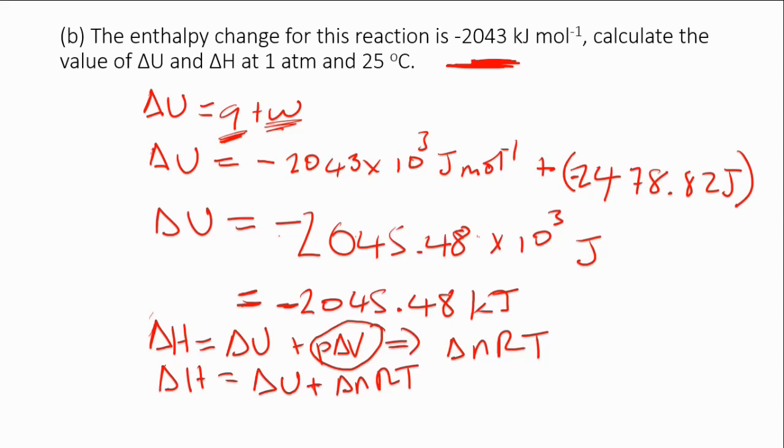All right, let's try to calculate this. Well, we have delta U, we know that. So it's 2.45 times 10 to the 3. I'm just putting it in joules, all right? Plus delta nRT. We actually have that value already.